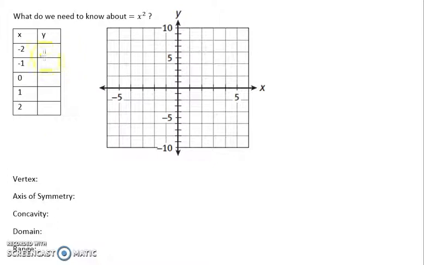So to figure out what the graph looks like, let's go ahead and fill in this xy chart. If we take negative 2 and put it into x squared, negative 2 squared is going to be a positive 4. Negative 1, plug it in, negative 1 squared is going to be 1. 0 squared is 0. 1 squared is 1. 2 squared is 4. You need to know these 5 points for your parent function of x squared.